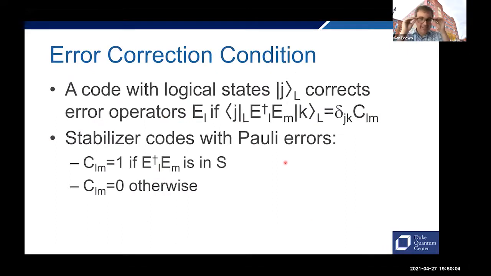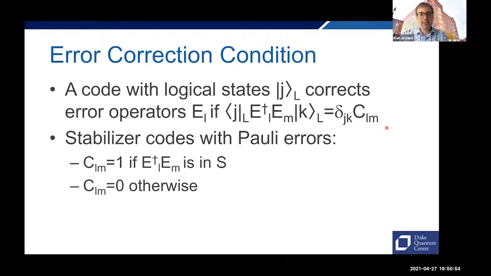Okay, so I just wanted to talk about the error correction condition. So I write it here, and then I'm going to try to explain it as a cartoon as well. The basic idea is you have some logical states, which are an orthogonal basis of logical states. And then the error correction condition says you can correct some set of errors, EL through EM, if the product of these errors preserves the orthogonality of the states and the contraction of the states doesn't depend on the states themselves. It only depends on the errors.